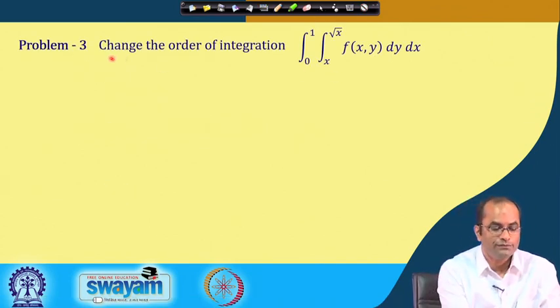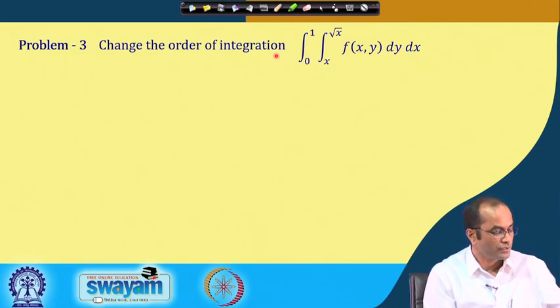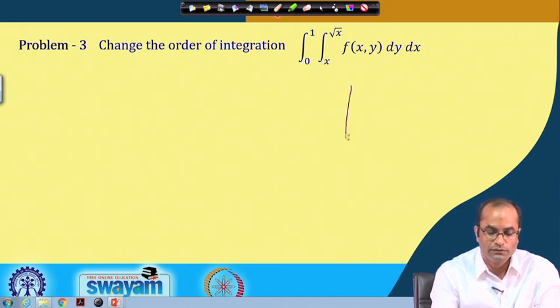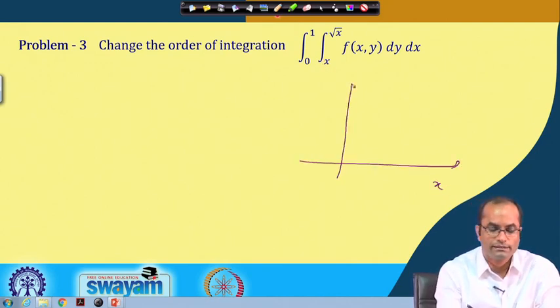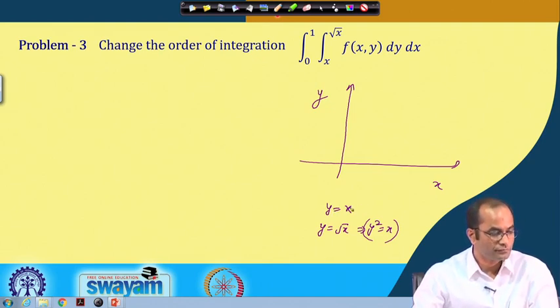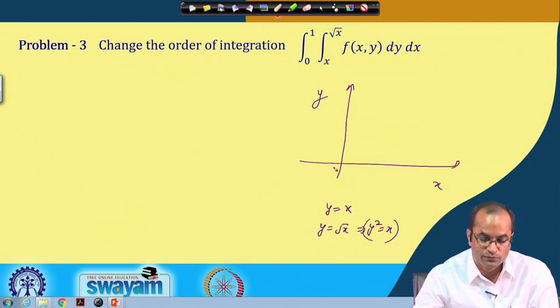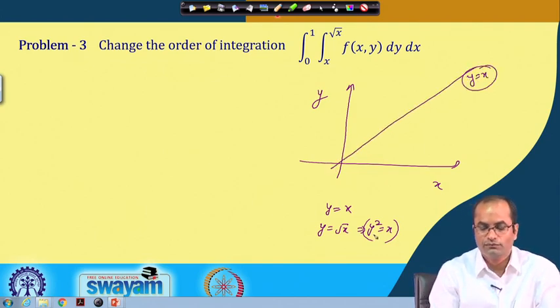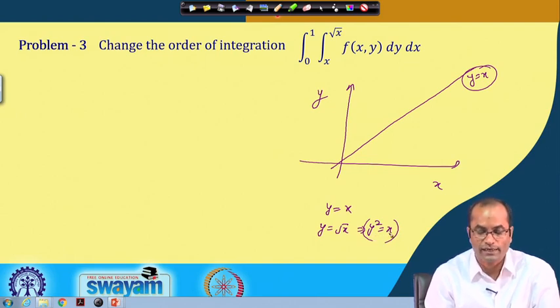Now, in this problem we want to change the order of integration. So changing the order of integration in this case, again let us quickly draw the region, and we have this x here and we have y. So y goes from x to y equal to square root x, which is y squared equal to x. So we have the parabola, we have this line here, y equal to x line, and we have y squared equal to x, the parabola.